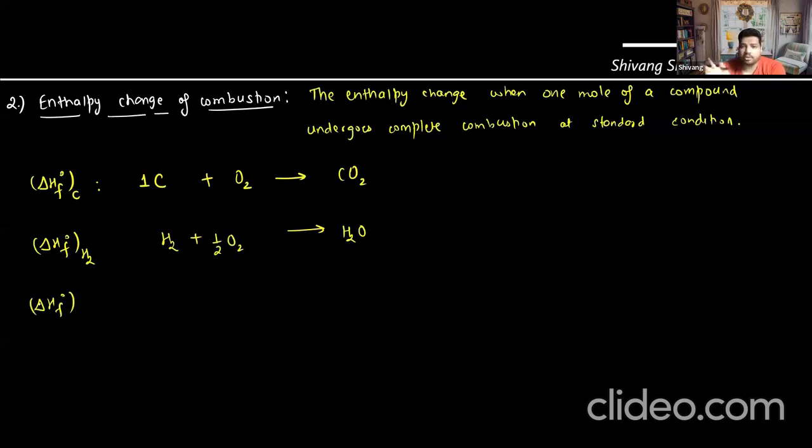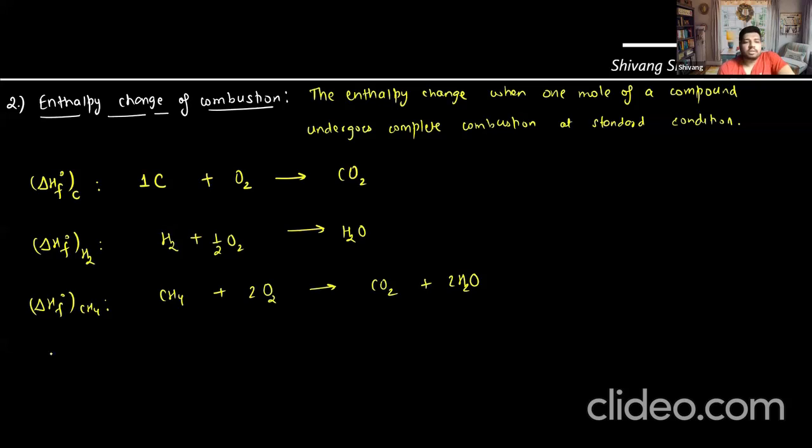If you have any hydrocarbon, so CH4, 1 CH4 plus O2, all the carbon becomes CO2 and all the hydrogen becomes water, and then you balance it. So 4 hydrogens, 4 oxygens, and that's it.